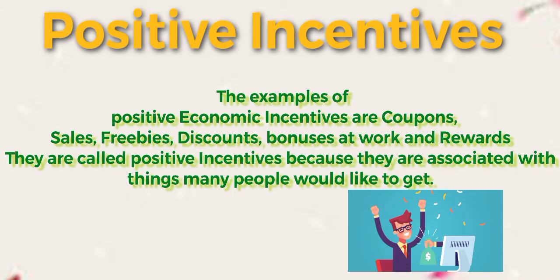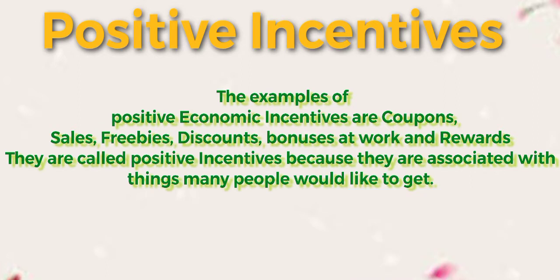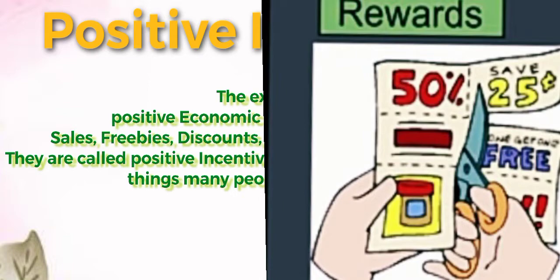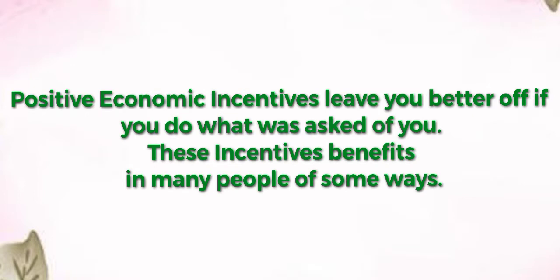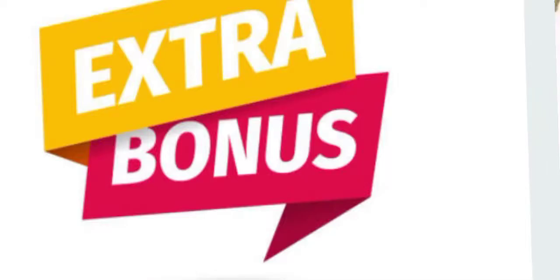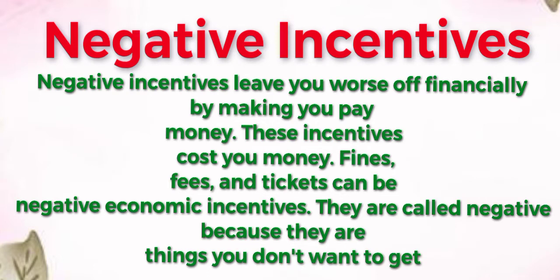Some examples of positive economic incentives are coupons, sales, freebies, discounts, bonuses at work, and rewards. These are called positive incentives because they are associated with things many people would like to get. Positive economic incentives leave you better off if you do what was asked of you. These incentives benefit many people in some ways. Negative incentives leave you worse off financially by making you pay money. These incentives cost you money. Fines, fees, and tickets can be negative economic incentives. They are called negative because they are things you don't want to get.